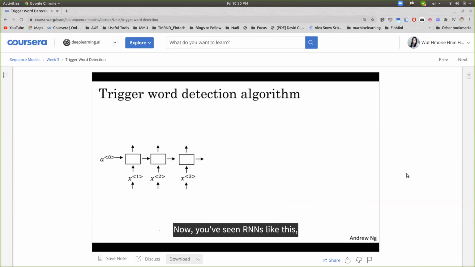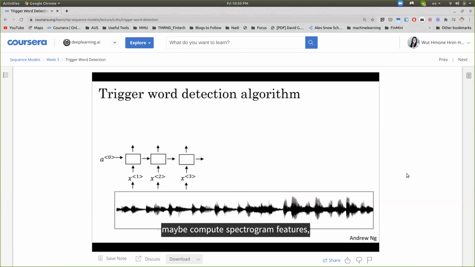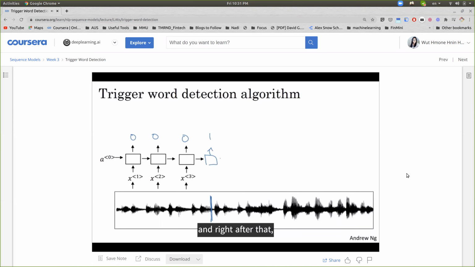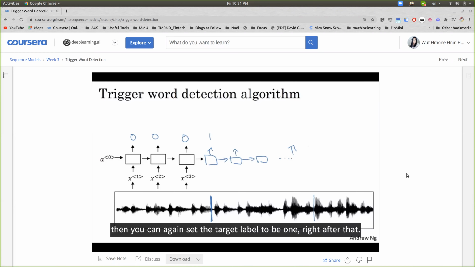Now, you've seen RNNs like this, and what we really do is take an audio clip, maybe compute spectrogram features, and that generates audio features x1, x2, x3 that you pass through an RNN. And so all that remains to be done is to define the target labels y. So if this point in the audio clip is when someone just finished saying the trigger word, such as Alexa or Xiaodu Ni Hao or Hey Siri or OK Google, then in the training sets, you can set the target labels to be 0 for everything before that point, and right after that, set the target label to 1. And then if a little bit later on, the trigger word was said again at this point, then you can again set the target label to be 1 right after that.